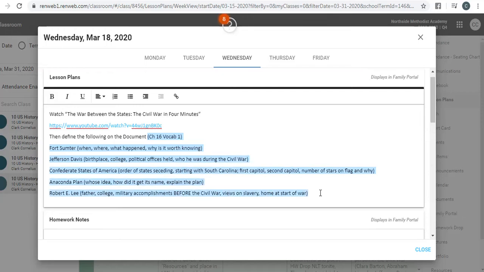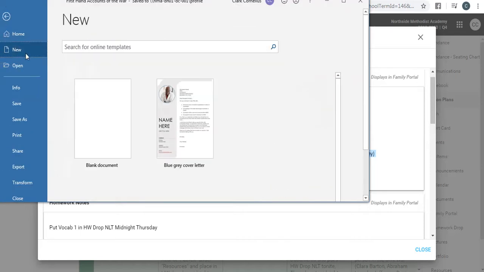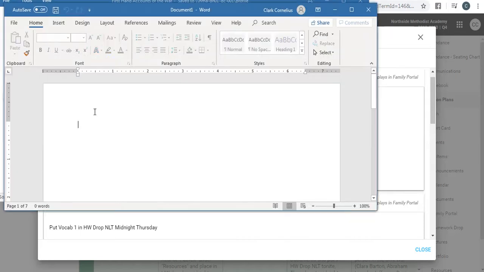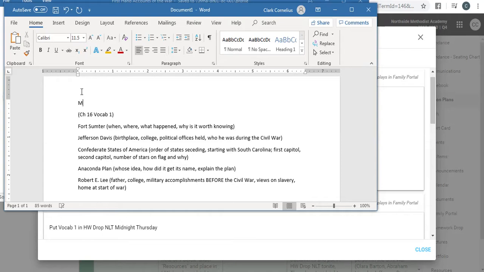I'm going to hit Control C. I'm going to go down here to my Word. I'm going to open up a Word document. I'm going to go to File. I'm going to go to New. I'm going to go to a blank document. I'm going to write that down. I'm going to paste, Control V. And there's my question, Chapter 16, Vocab 1. Put my name at the top. Mr. C. Mr. Cornelius.